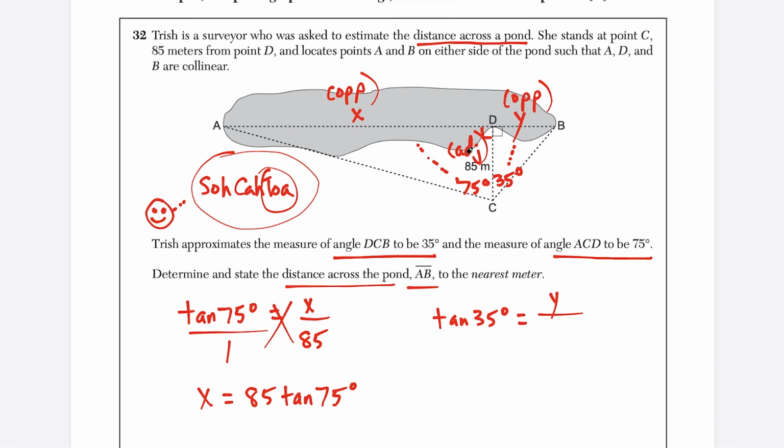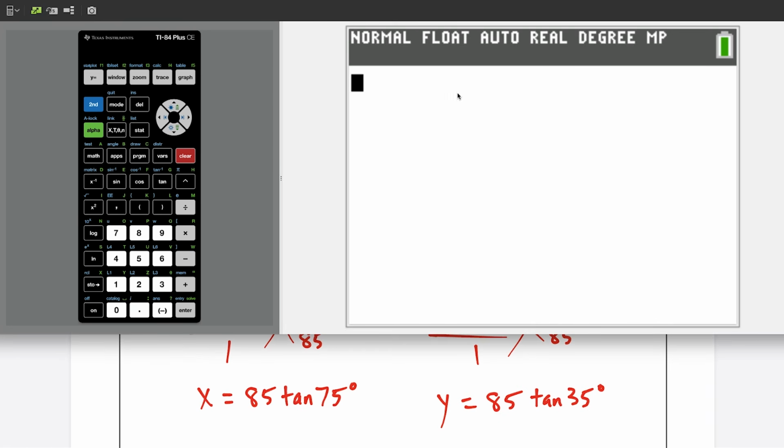And this is over the adjacent side, which is 85 meters long. But we don't actually have to write the answers in our solutions, as I mentioned before, or we could just write everything in at the end. So what we have here now is tan 35 over 1, and we're going to cross multiply. We're going to get Y equals 85 times tangent of 35 degrees. So we are in degree mode, so we could just type this in.